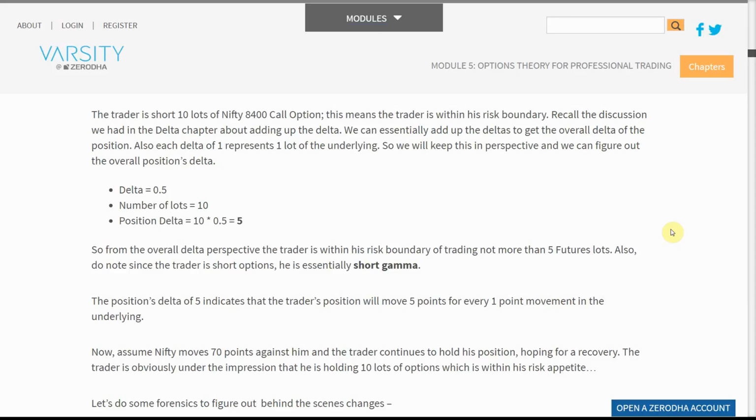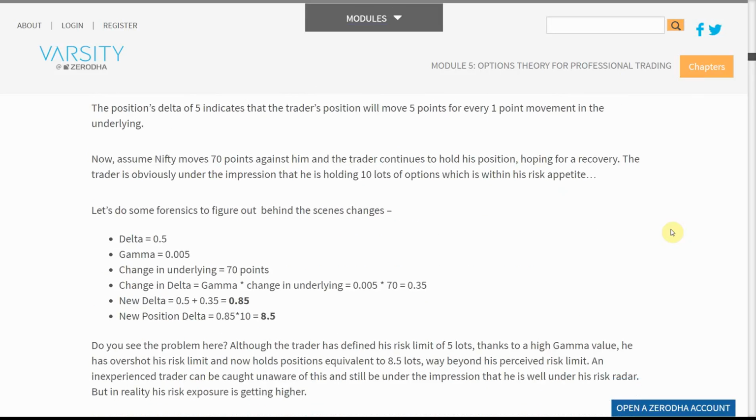The position's delta of 5 indicates that the trader's position will move 5 points for every 1 point movement in the underlying. Now, assume Nifty moves 70 points against him and the trader continues to hold his position, hoping for a recovery. The trader is obviously under the impression that he is holding 10 lots of options, which is within his risk appetite. Let's do some forensics to figure out behind the scenes changes.